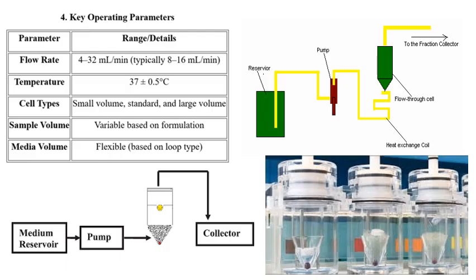The operating parameters are flow rate, which may be from 4 to 32 ml per minute, but this apparatus is typically operated at 8 to 16 ml per minute. Temperature is 37 degrees. Cell types are small volume standard and large volume. Sample volume is variable based on the formulation and media volume is flexible. You can see here the flow-through cells made of glass.